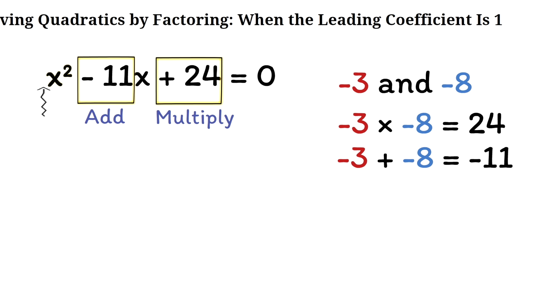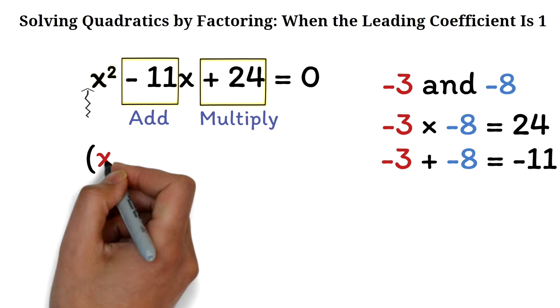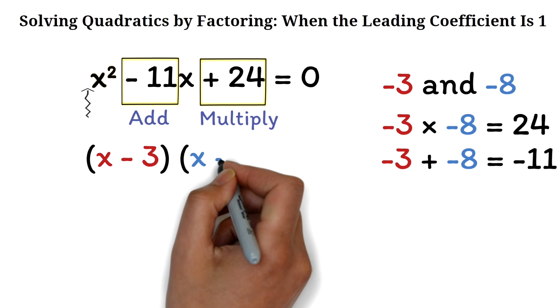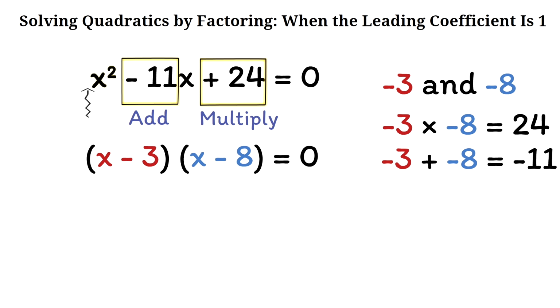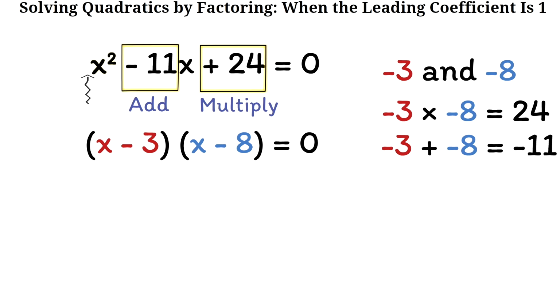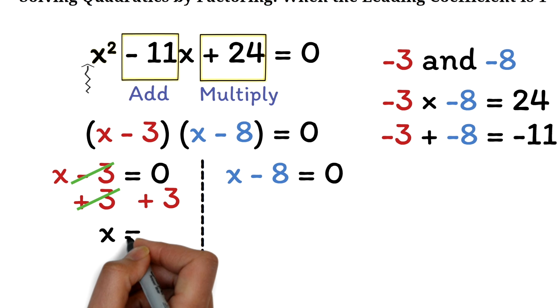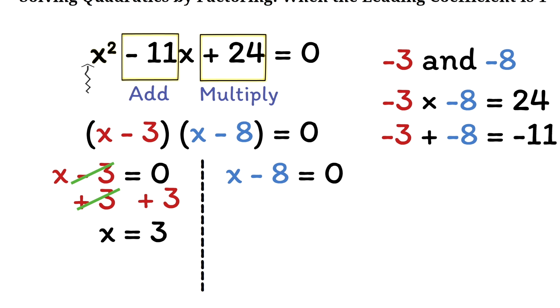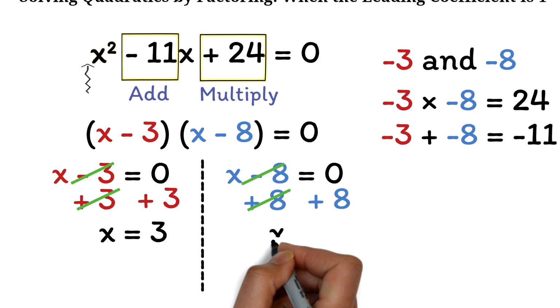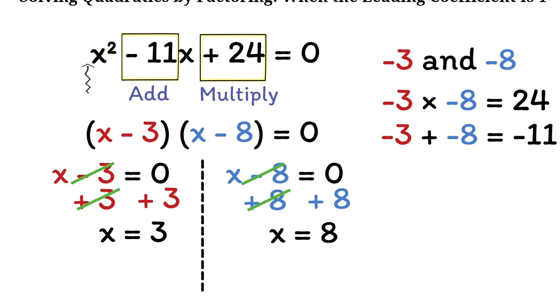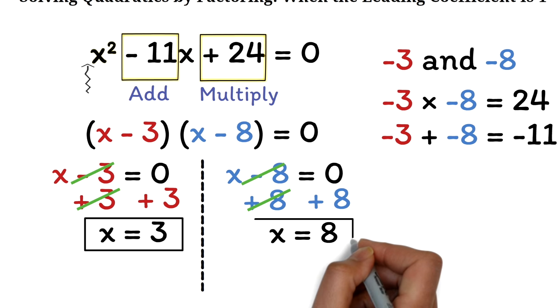So we factor the equation as x minus 3 times x minus 8 equals 0. Now, we set each factor equal to 0. First, solve x minus 3 equals 0. That gives us x equals 3. Next, solve x minus 8 equals 0. That gives us x equals 8. Therefore, our final answers are x equals 3 or x equals 8.